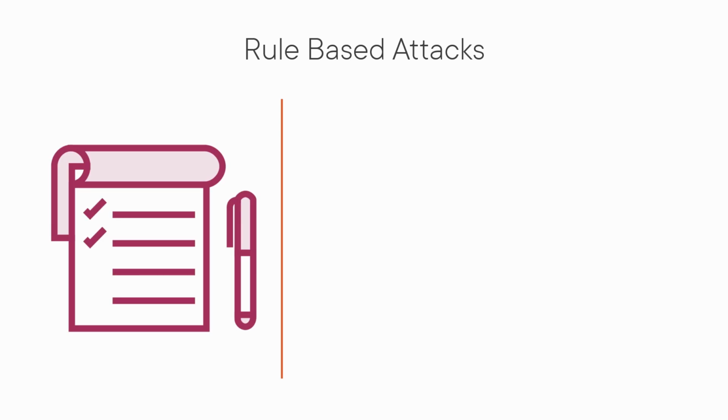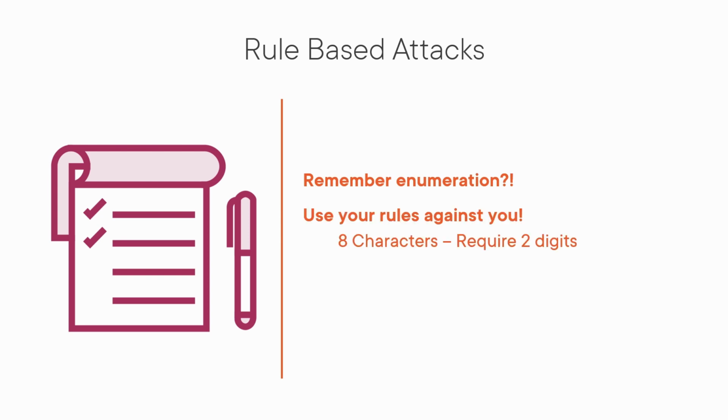We then have rule-based attacks, and they actually break down in a couple of different categories here. But the overall aspect of a rule-based attack is that we've obtained information, typically during enumeration. You remember that? We were able to discover what rules are being implemented. Enumeration can show me that you require 8 characters and at least 2 digits.